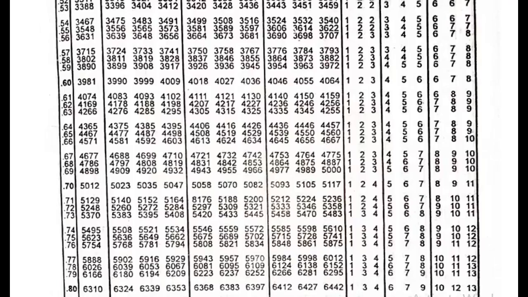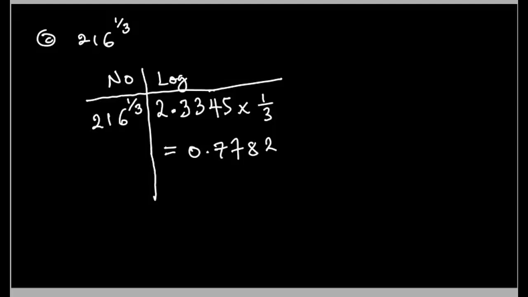0.77 under 8 is 5998. Difference of 2 is just 3. So when you add these values here, you have 6001. So 5998 plus 3 is 6001. So we have 6001 here.